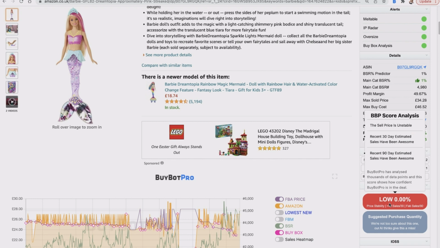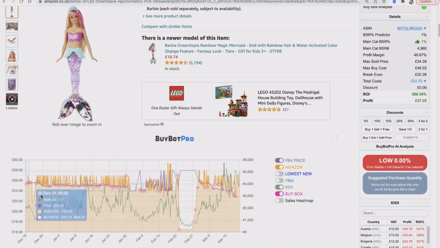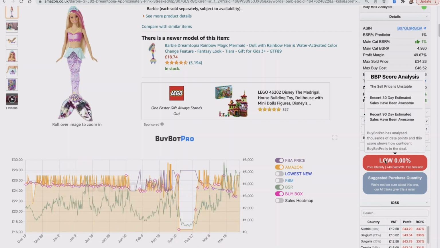So it's very clever. You can't cheat it and try and get it to do what you want it to do. It knows how to analyze a deal. It knows how to read this BuyBotPro chart. It knows what all these lines are and all these drops mean. It knows all this stuff. So it's like, no, you can't kid me. That sell price is unstable. So it looks at things like that as well. It really does go into that much detail.